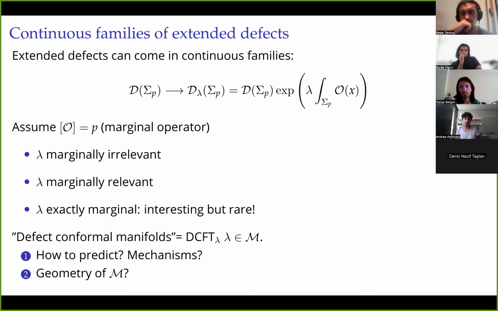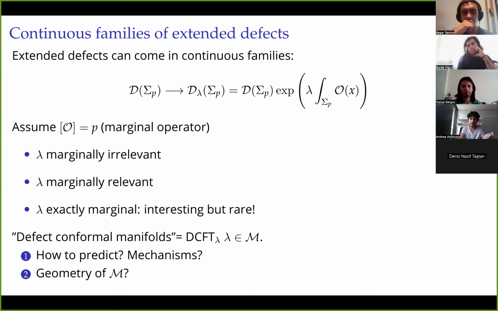So you can only have a chance to have a truly continuous parameter here if this operator is marginal on the defect. So if its dimension is the same as the dimensionality of the defect, then this coupling is dimensionless. But even in that case, most of the time you will not get a continuous family of defects, because this parameter will be either marginally relevant or marginally irrelevant. And it's very hard, even though it's the most interesting case, to have an exactly marginal coupling.